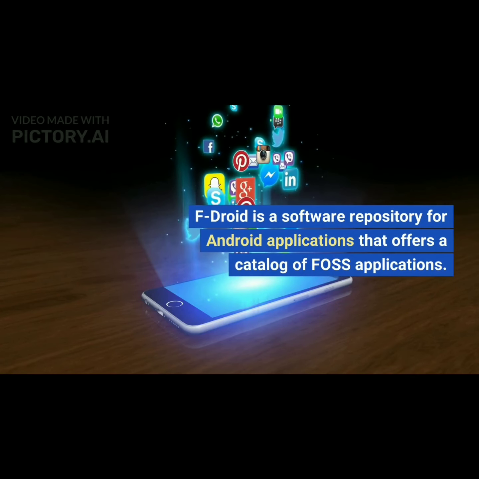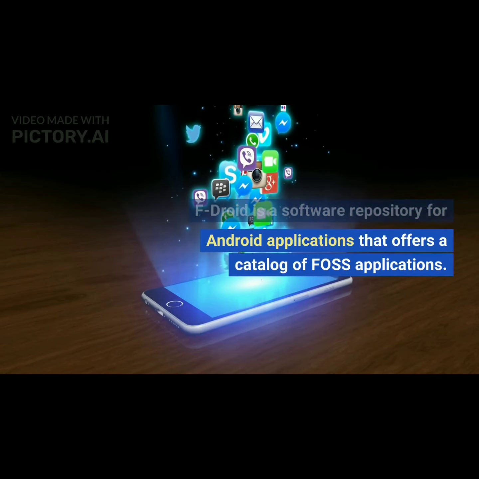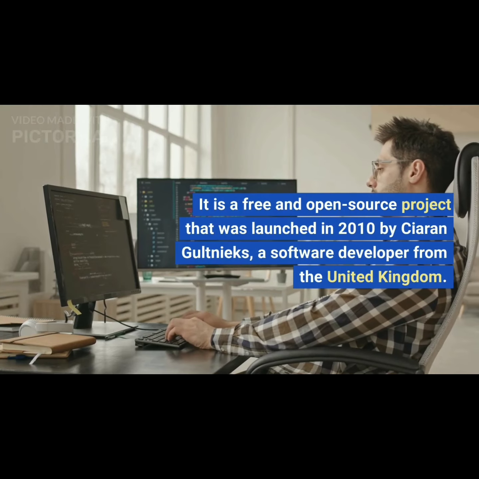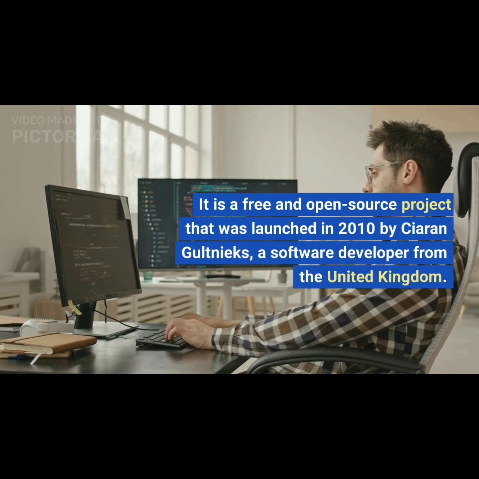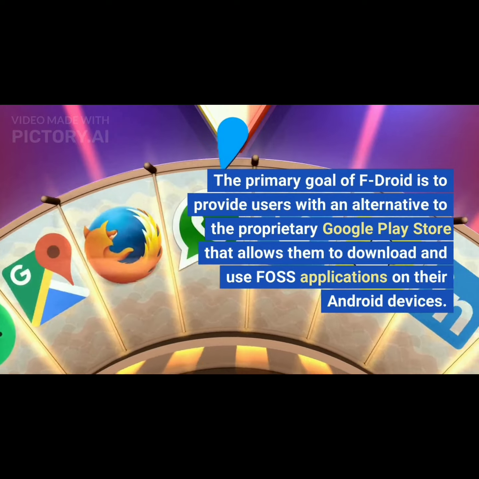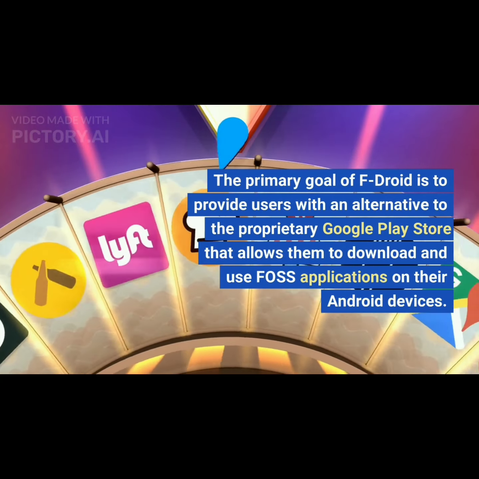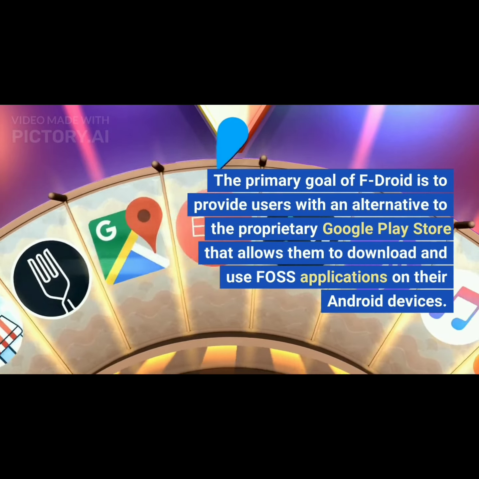F-Droid is a software repository for Android applications that offers a catalog of FOSS applications. It is a free and open source project that was launched in 2010 by Kieran Gultnieks, a software developer from the United Kingdom. The primary goal of F-Droid is to provide users with an alternative to the proprietary Google Play Store that allows them to download and use FOSS applications on their Android devices.